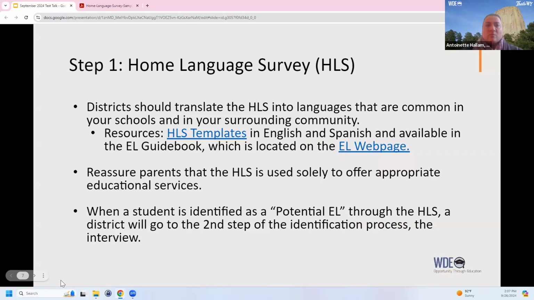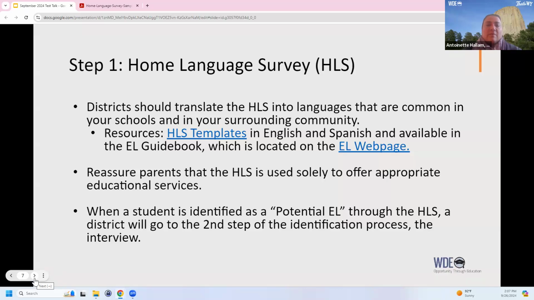To obtain accurate information, schools should reassure parents that the HLS is used solely to provide appropriate educational services, not for determining legal status or immigration purposes. Parents and guardians must also be informed that even if their child is identified as an English learner, they do have the opportunity to decline participation in an EL program or receive specific services within the program.